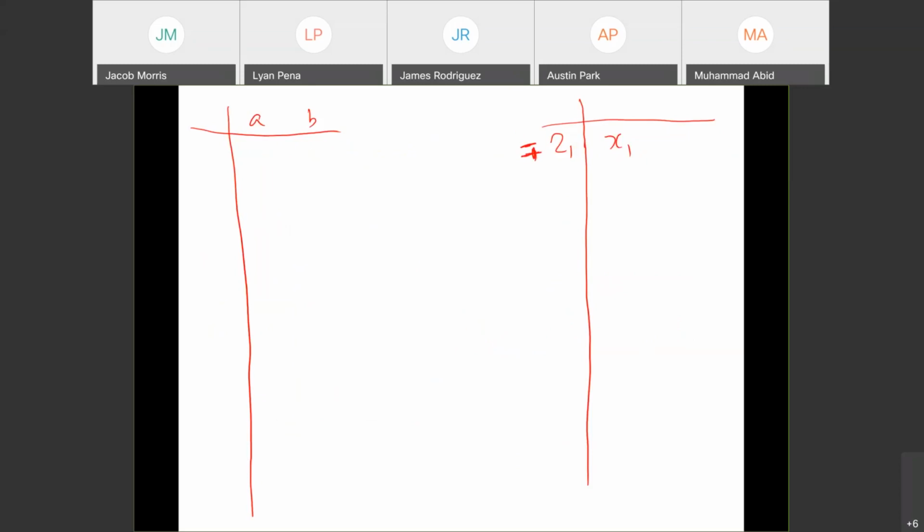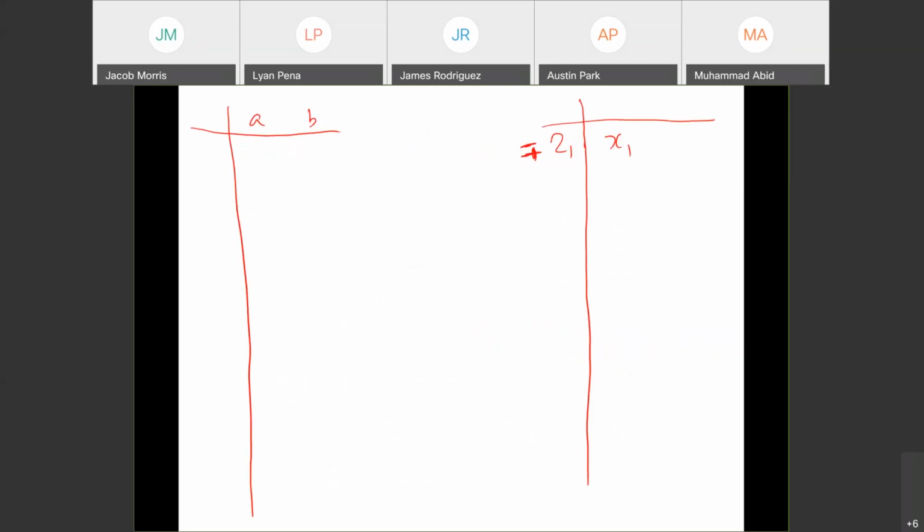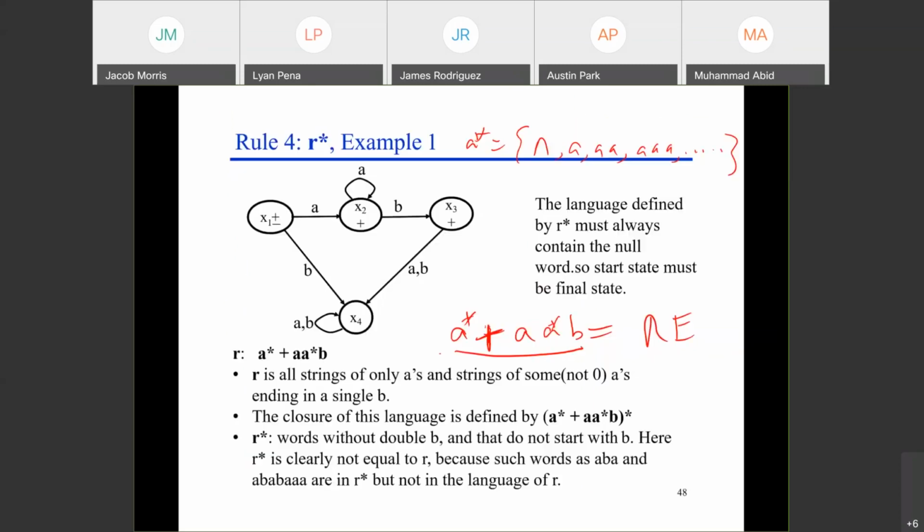So in this scenario, luckily your start state is a final state, but just assume I gave you a question asking you to find R1 star of this language, and your start state is not a final state. Even then, your Z1 will be a final state, because this is the rule here. I wrote this here: the language defined by R star must always contain the null word, so the start state must be the final state.